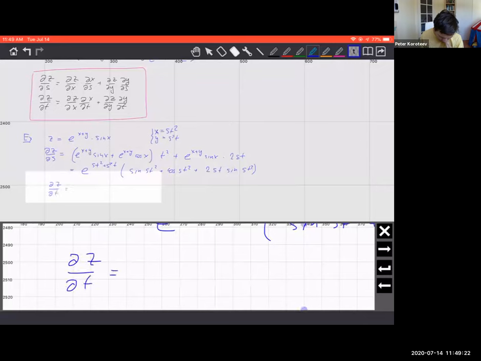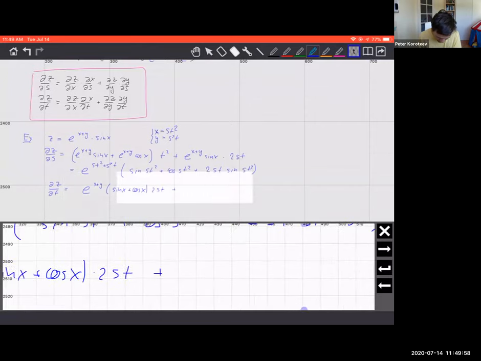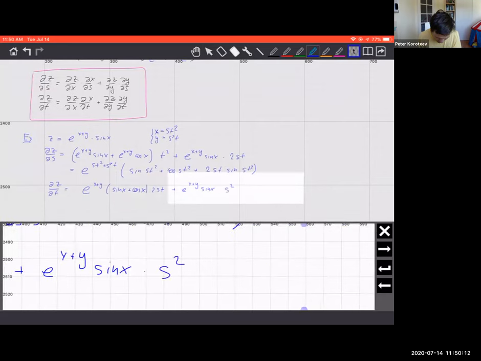And then dz over dt. There'll be a lot of exercises in homework. I encourage you to do them, although here I think there shouldn't be any problem. We already know what dx over dt is. For dz over dx, we just need to evaluate another derivative. So it's e to the x plus y, sine x plus cosine x, multiplied by dx over dt, which is 2st, plus e to the x plus y sine x times dy over dt, which is s squared.